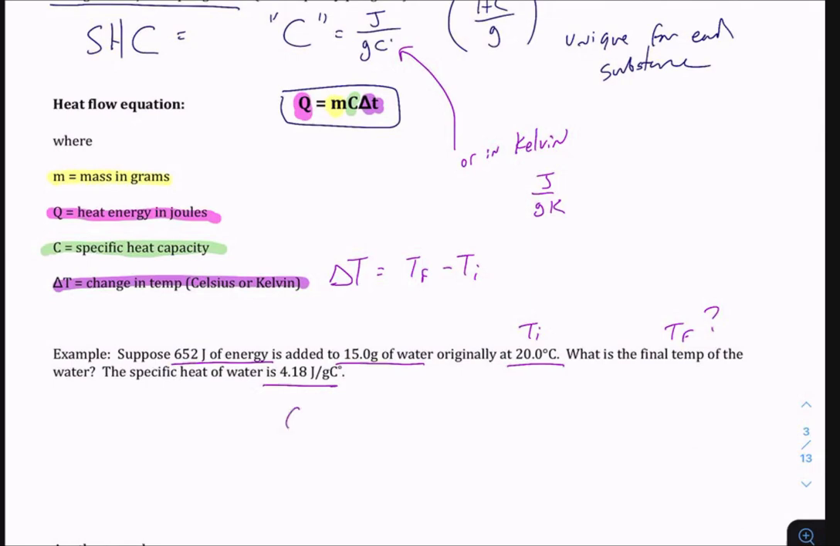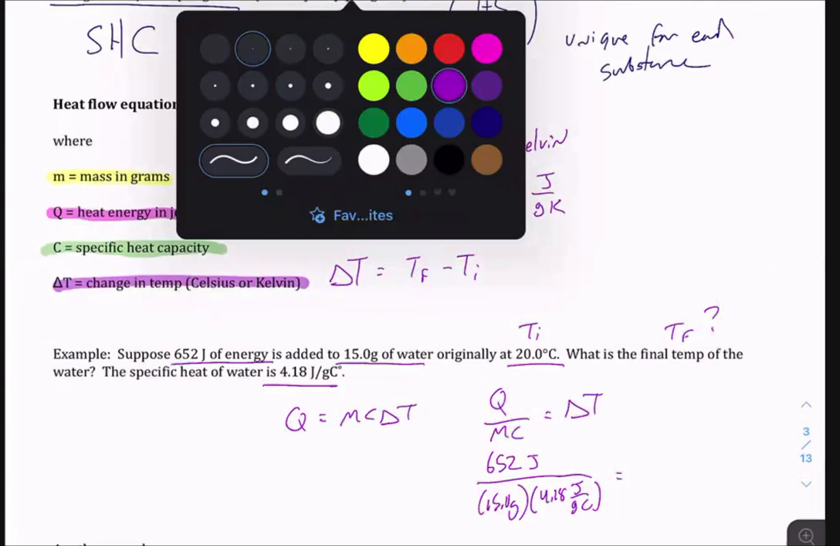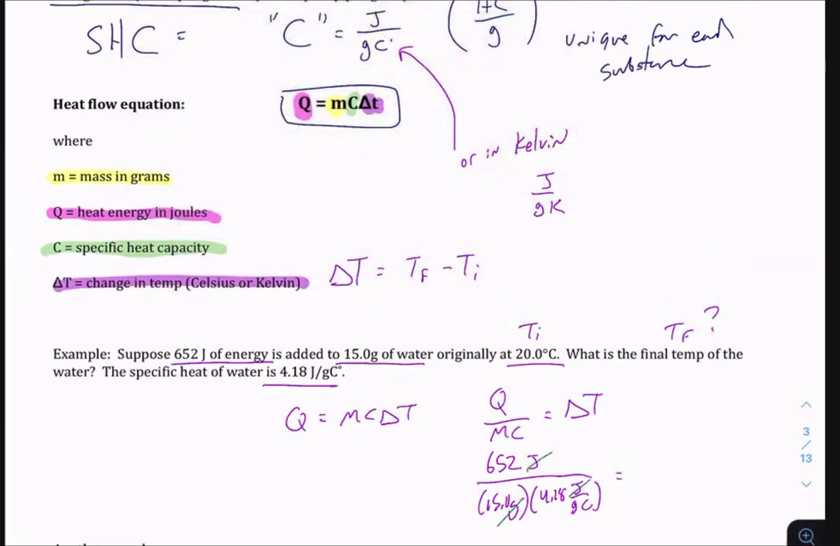So Q is equal to mc delta T, or Q over mc is equal to delta T. Let's find out what delta T is, and that'll allow us to find what the temperature was. We've got 652 joules. Our mass was 15 grams, our specific heat, 4.18 joules per gram degree Celsius. So 652 divided by 15 divided by 4.18. And note your unit cancellations here, right? The joules and the joules cancel and the grams cancel. So now you have 1 over Celsius in the denominator, which of course is going to be Celsius, because a fraction in the denominator is the same as multiplying by the reciprocal.